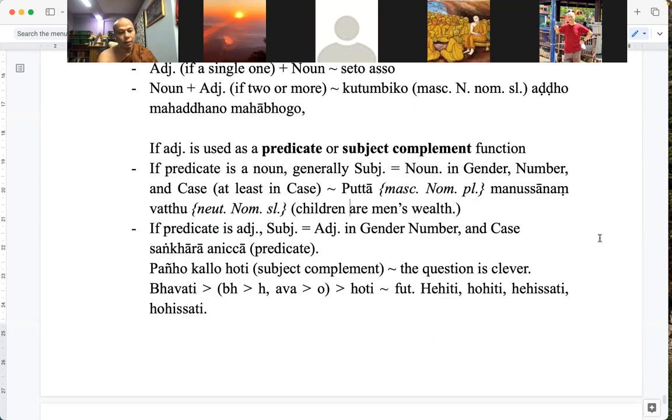But if it is an adjective, surely it must be the same in gender, number, and case. Like the sankhara, anicca: sankhara, contingent things, are anicca, impermanent. And the question is clever in this way. Because they have the same reference, they must be the same in gender, number, and case, adjective and noun, or modifier, or predicate, or subject complement.